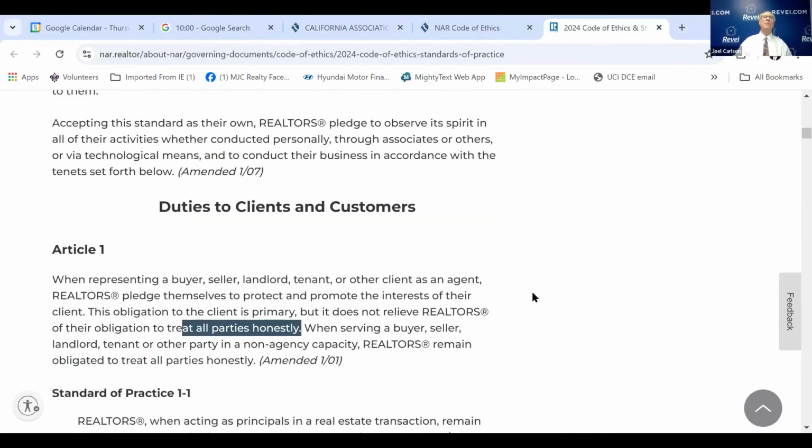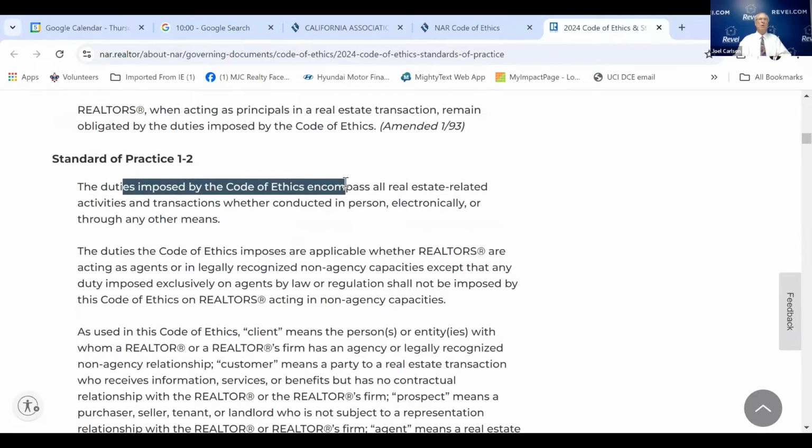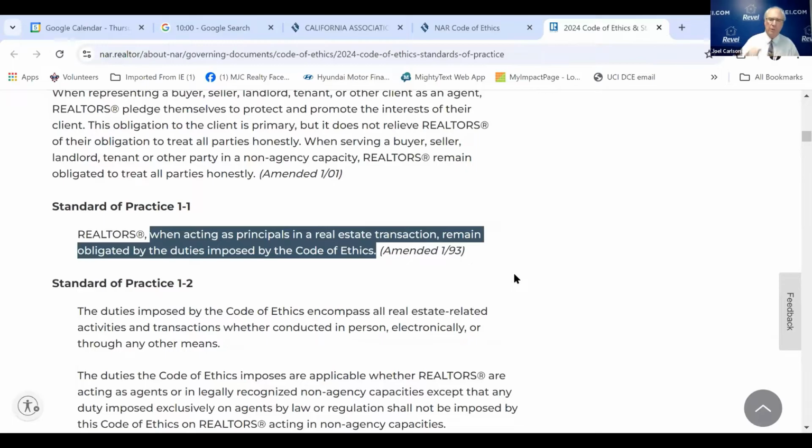Here's what happens. Whenever there is a decision, I'm sitting on the grievance committee, I give it to the pro standards. The pro standards committee says, holy cow, this is a violation. They send that result to the National Association of Realtors. The National Association of Realtors looks at it and says, across the United States, we've had several hearings where this was the decision. Obviously, it's not clear in our articles. So they add what's called a standard of practice. The first standard of practice says the duties imposed encompass all real estate. See, the first one talks about when acting as a principal in a real estate transaction, if you're a realtor, you have to still follow the code of ethics.